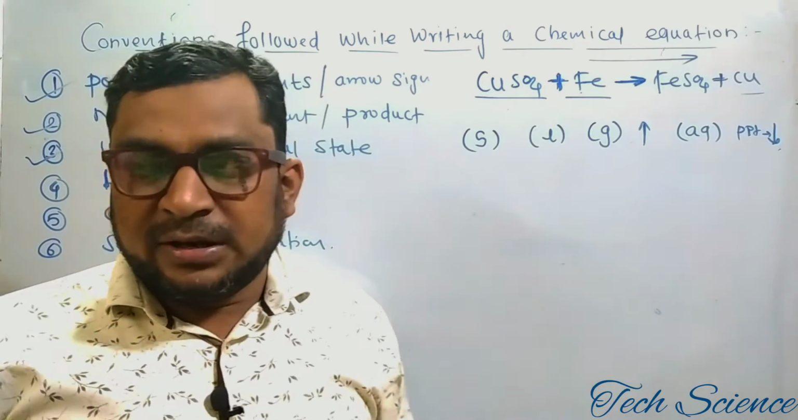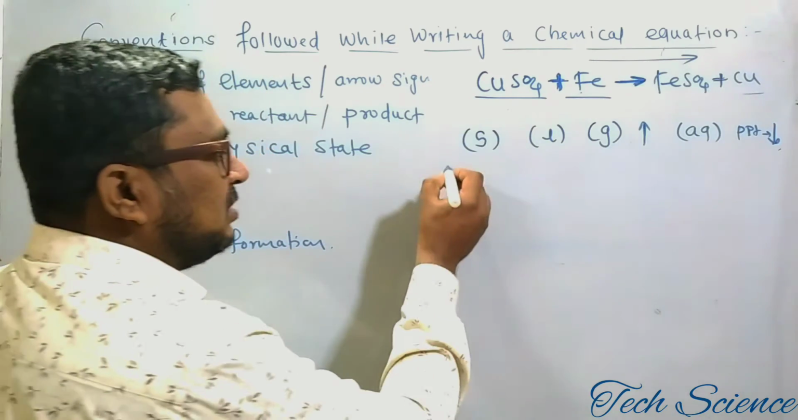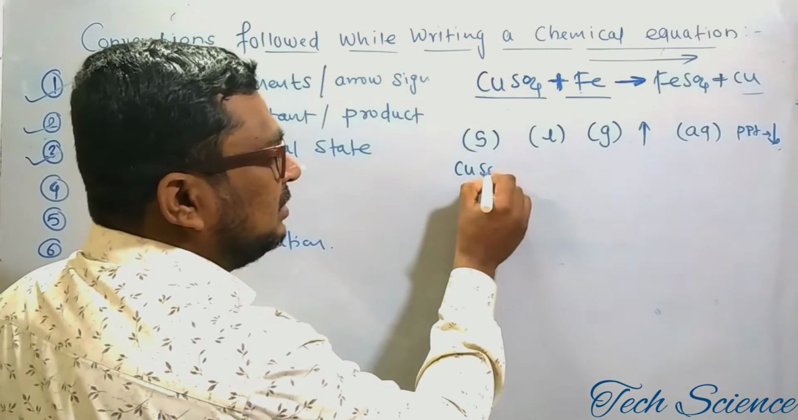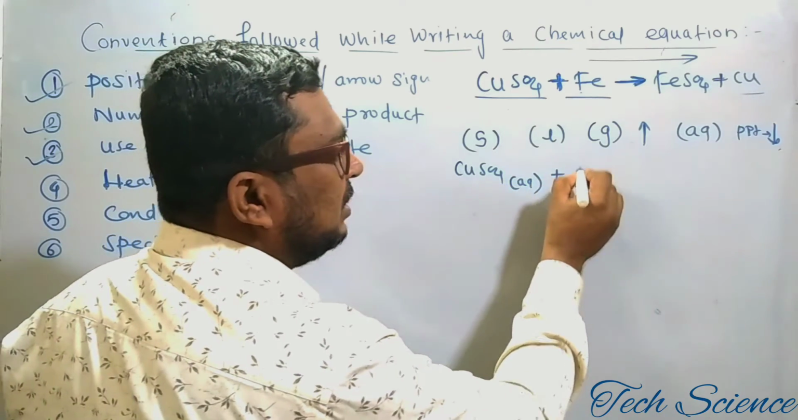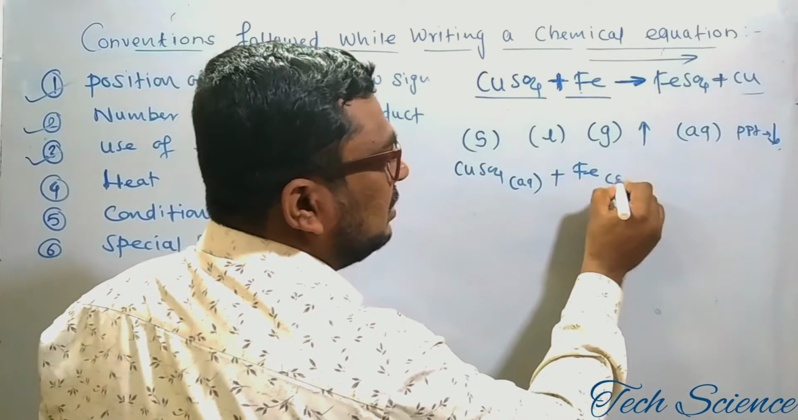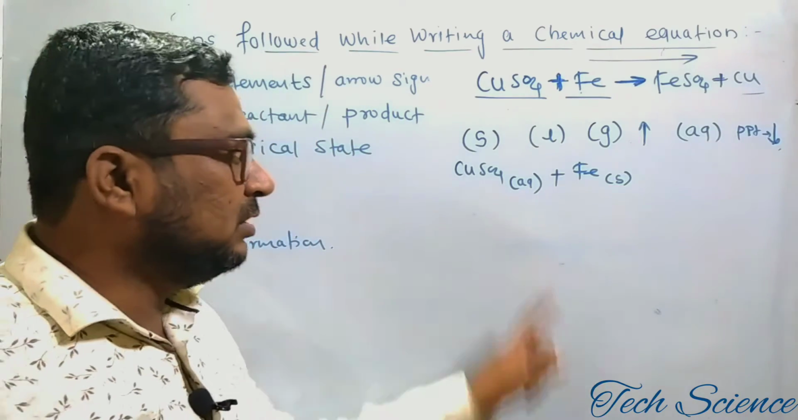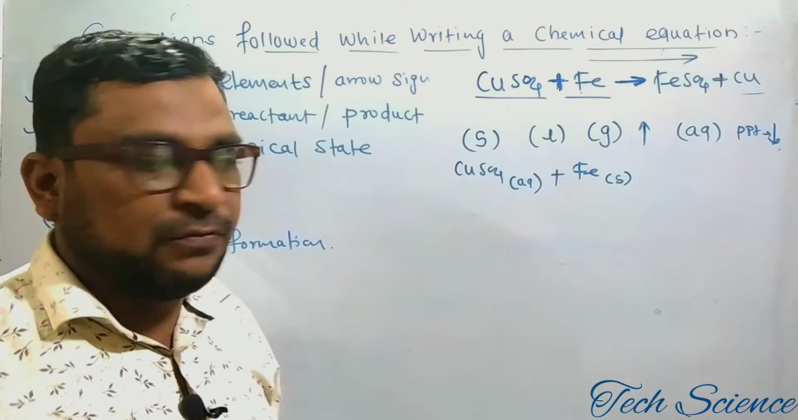So simply you can write copper sulfate. This is the copper sulfate. This copper sulfate is an aqueous solution, meaning it is dissolved in water, then it is called aqueous. Plus Fe, which is in solid state, like this, S. So this is somewhat meaningful. Now it is more clear for you.